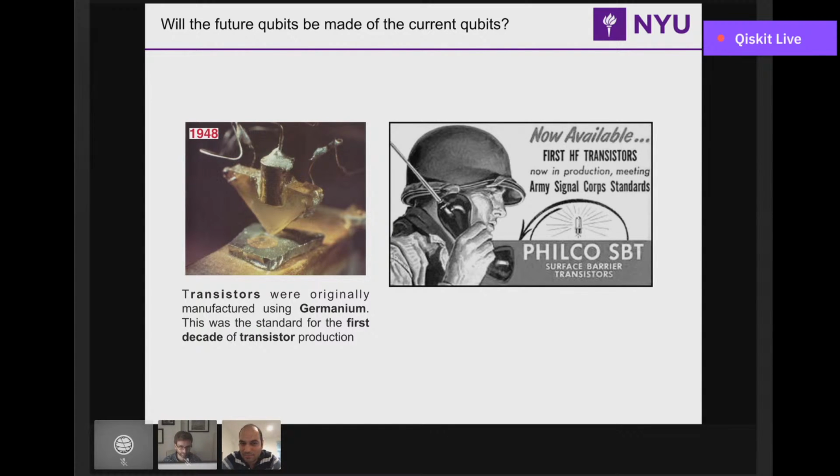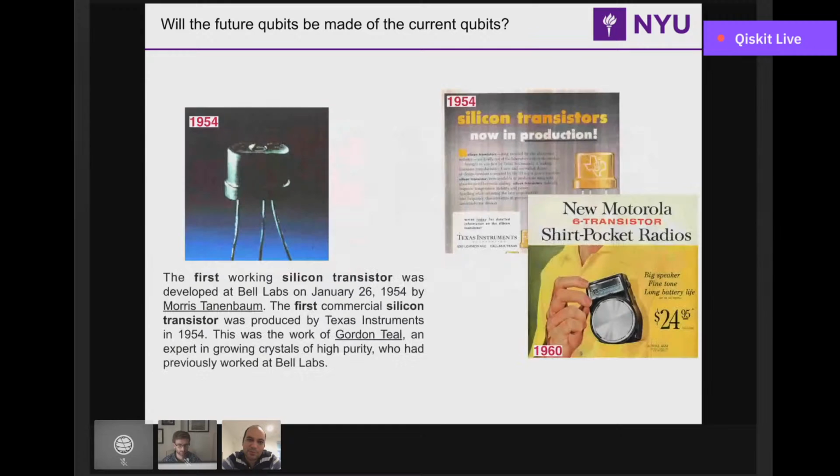The fixed frequency qubits, maybe that's the way to go, right? If you go back to the invention of transistors, which was in germanium, and this is a photo from 1948, it actually got commercialized, and it was sold in many different avenues, especially in the Army, for 10 years, before people realized that silicon transistors can do better. And within a few years after it was realized that silicon is a good candidate, the whole market was taken over by silicon, right?